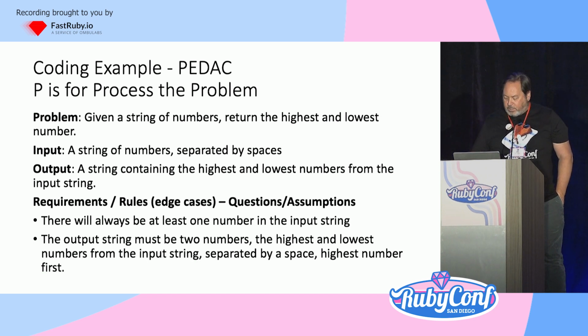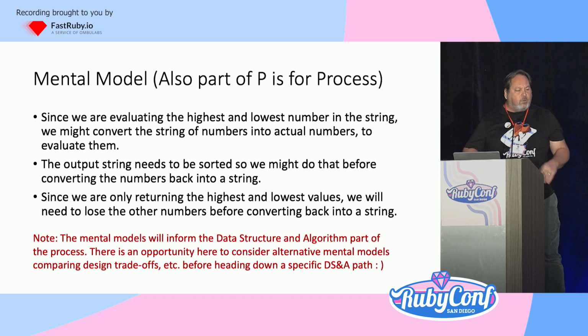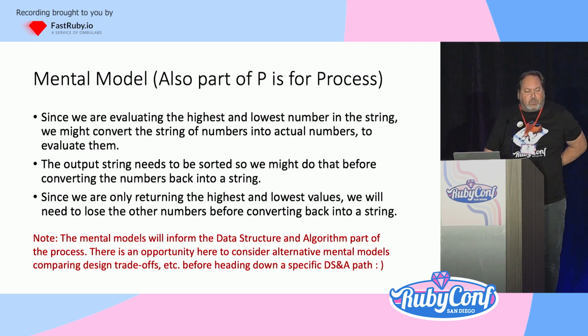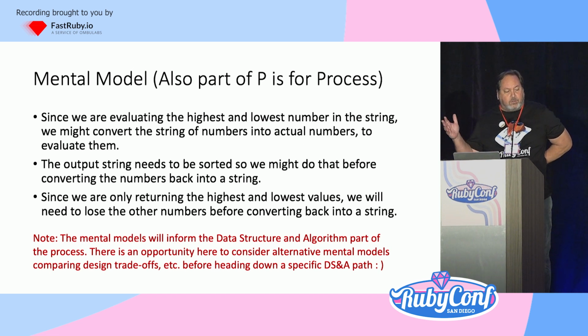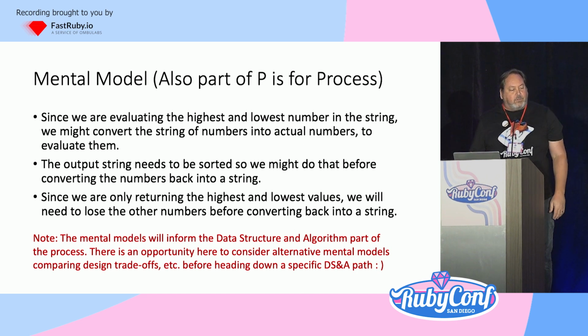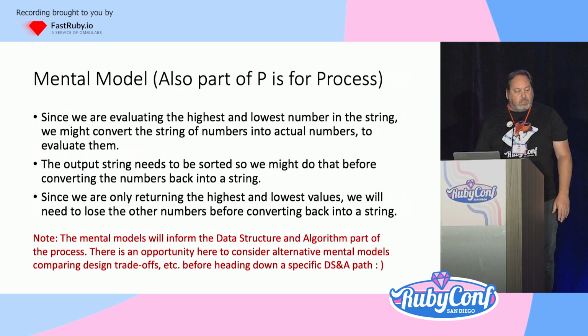So that's the problem we're given. My mental model was, since we're evaluating highest and lowest number, we might convert the string to actual numbers and then evaluate high and low. My second mental model, the output string needs to be sorted, so we might do that before we convert it back to a string. Since we are returning the highest and lowest values only, we'll need to get rid of the middle values somehow. This is the way I was thinking about it.